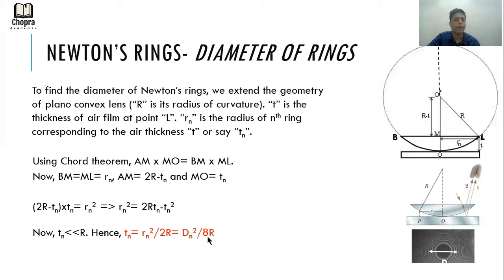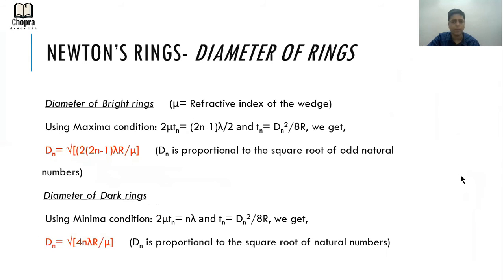Now once I know the relation between diameter and the thickness of the ring, I will just substitute back in the maxima and minima conditions to get the diameter of the rings. Here I use the maxima condition because I'm talking about dark ring diameter. I have this formula. Here I substitute Tn is equal to Dn square by 8R. I get diameter is equal to root of 2 times (2n minus 1) lambda R by mu, which also tells me that Dn is proportional to the square root of odd natural numbers.